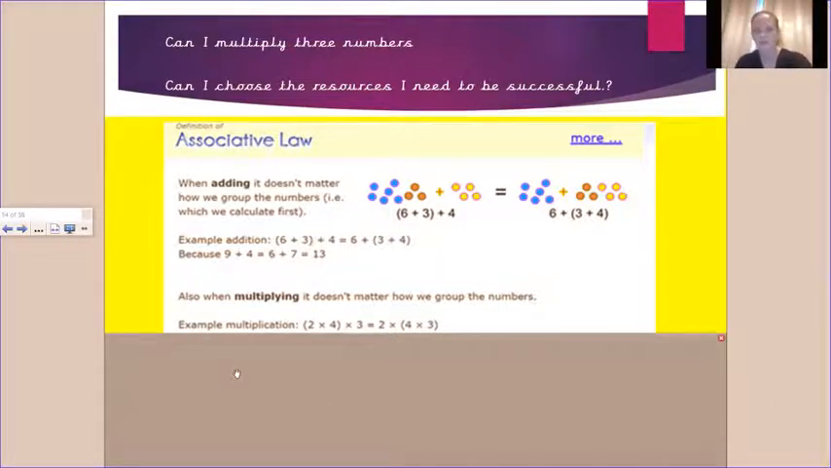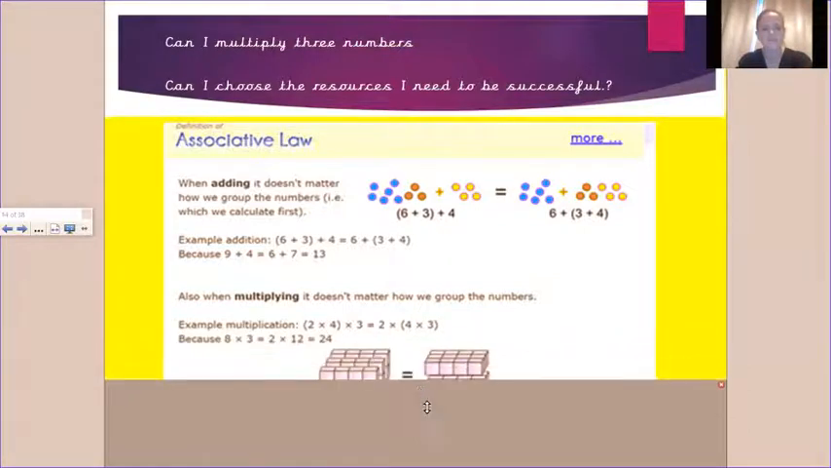On the other side of the equal sign, it says 2 times 4 times 3. So let's see. It's got the brackets around 4 times 3. So 4 times 3 is 4, 8, 12. Very good. So now that question says 2 times 12, and the answer is 24. So I have now got 24 on either side.